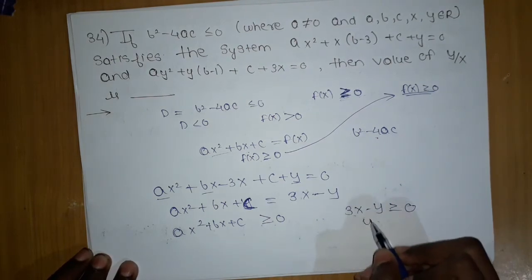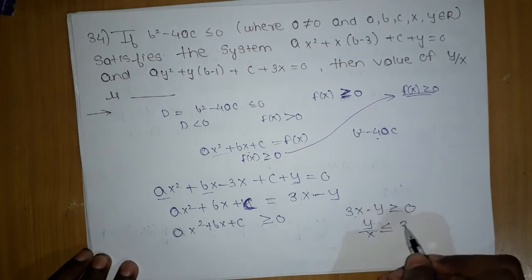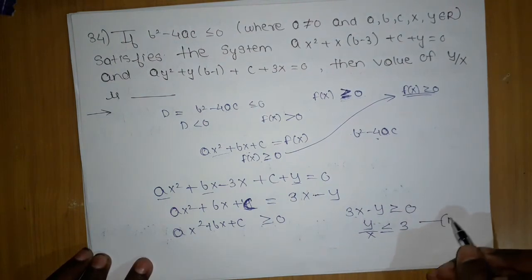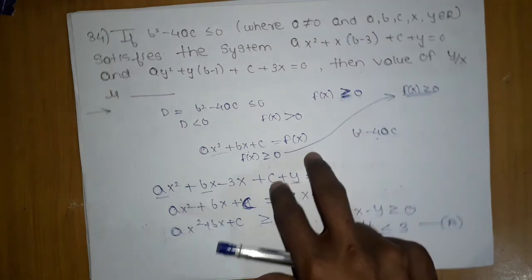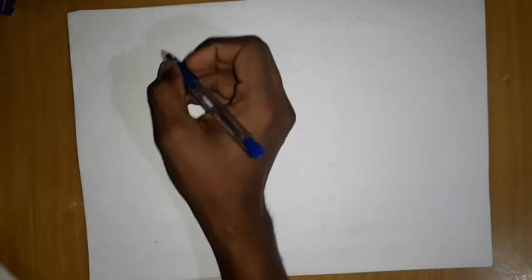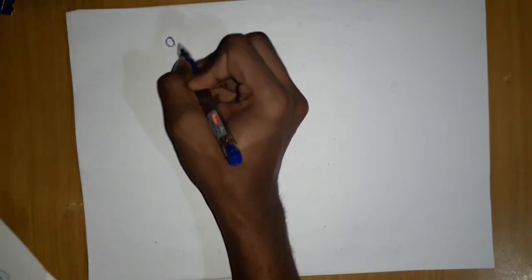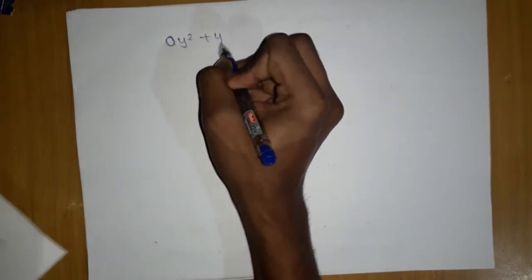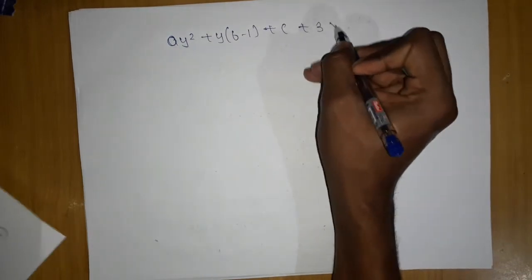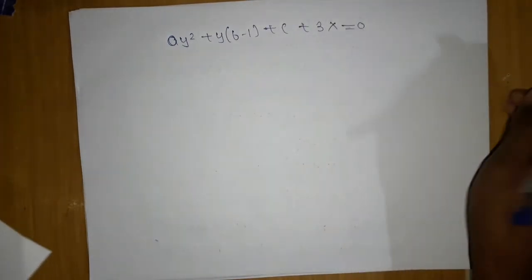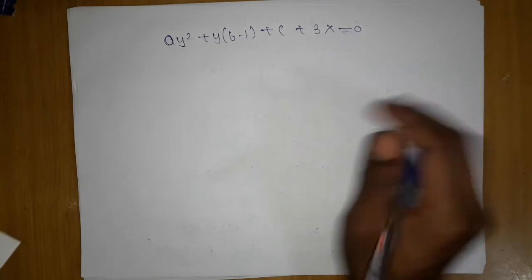So what we are getting, y by x is less than equal to 3. Okay, let me call it as a. Now the second equation should also satisfy this condition, so let's apply this condition on the second equation. The second equation I will write on the next page: a y square plus b minus 1 plus c plus 3x should be equal to 0. Okay, so I have written it.